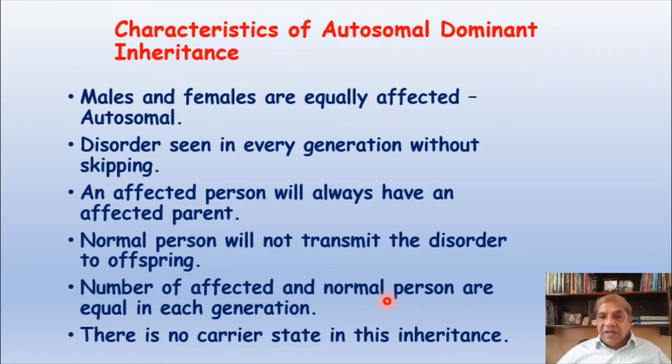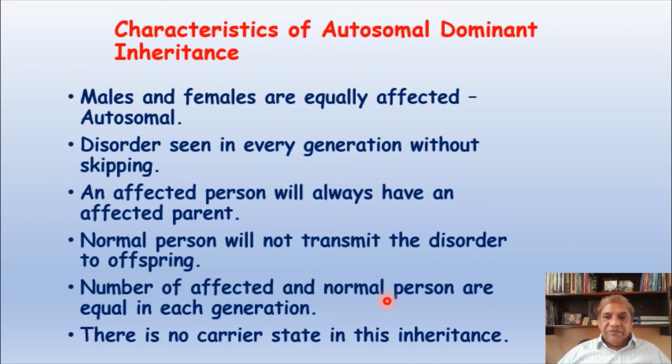Now, if you have a large family or pedigree chart showing many generations, and you calculate how many are affected and how many are normal, it will always come close to 50%: 50% affected and 50% normal. This is because it is determined by a single gene on one chromosome of the pair. That means 50% of gametes will be normal, because one chromosome will go to 50% of the gametes and the other chromosome, which carries the affected gene, will go to the remaining 50% during gametogenesis.